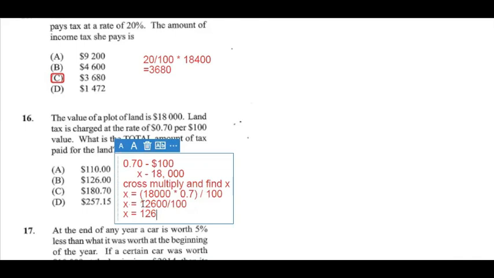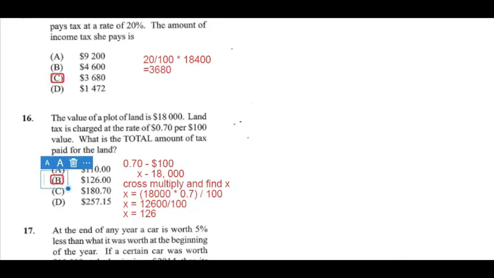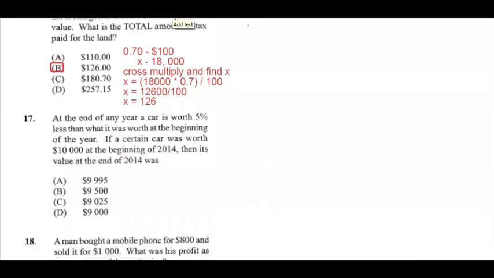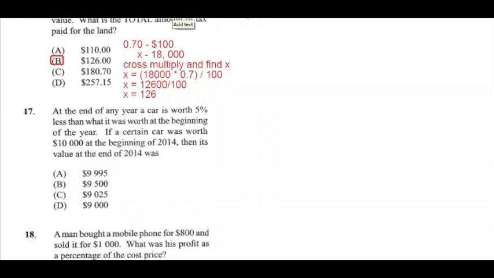So therefore X is equal to 12,600 divided by 100, or we could have just simply cancelled the zeros from the 100 with the zeros from the 18,000 and left us with 180 multiplied by 70 cents, which might have been easier, and our answer is 126. So therefore answer 16 is B. So just continue to practice, and see which way of working questions like these would be easier for you.